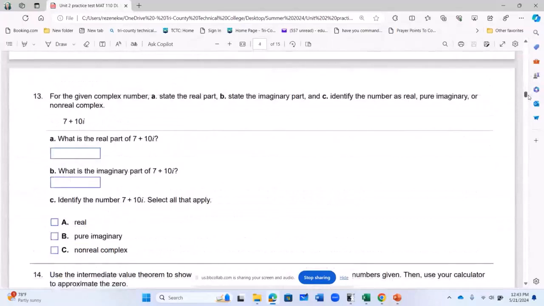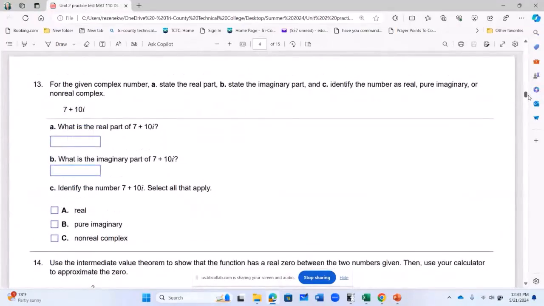Okay, so I see one. Number 13 says, for the given complex number, state the real part. So the real part is 7. State the imaginary part. The imaginary part is 10. It doesn't contain i. And identify the number as real, pure imaginary, or non-real. Okay, so this is imaginary.